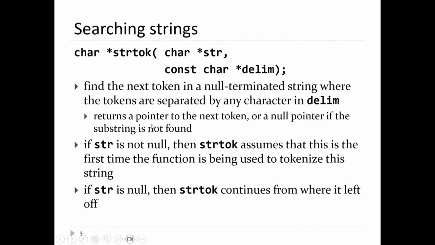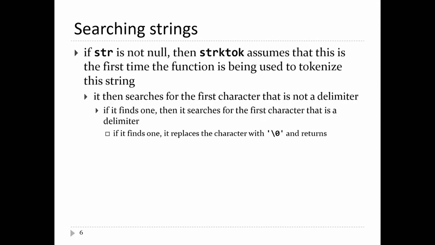Okay, so the way this function works is bizarre. You call the function, you pass in a string and your list of delimiter characters. If you actually pass in a string, then the function thinks this is the first time you're calling the function. If you pass in null, then the function assumes you've called it already before. It's going to try to find the next token. So the first time you want to search a string, you pass in the string. Every time you want to extract another token, you pass in null. This is bizarre, but this is the way it works.